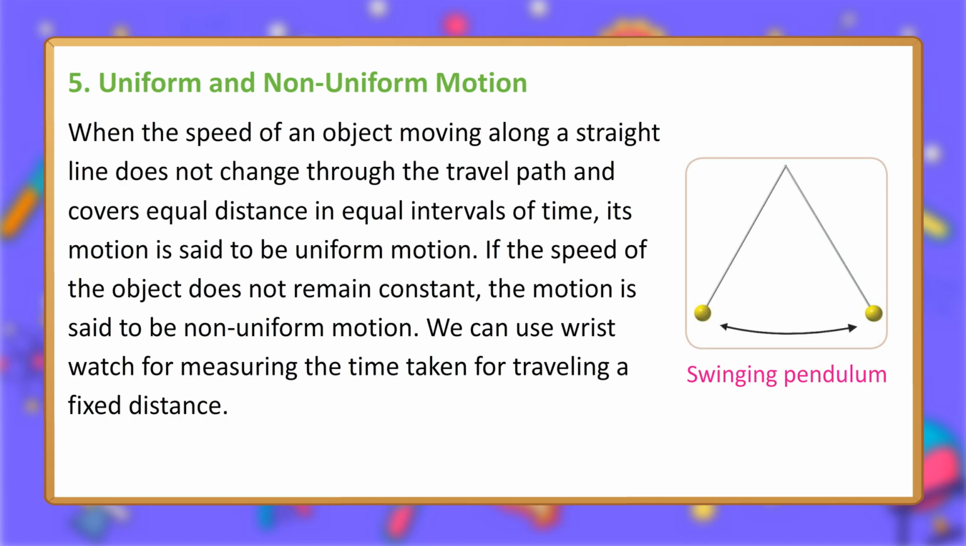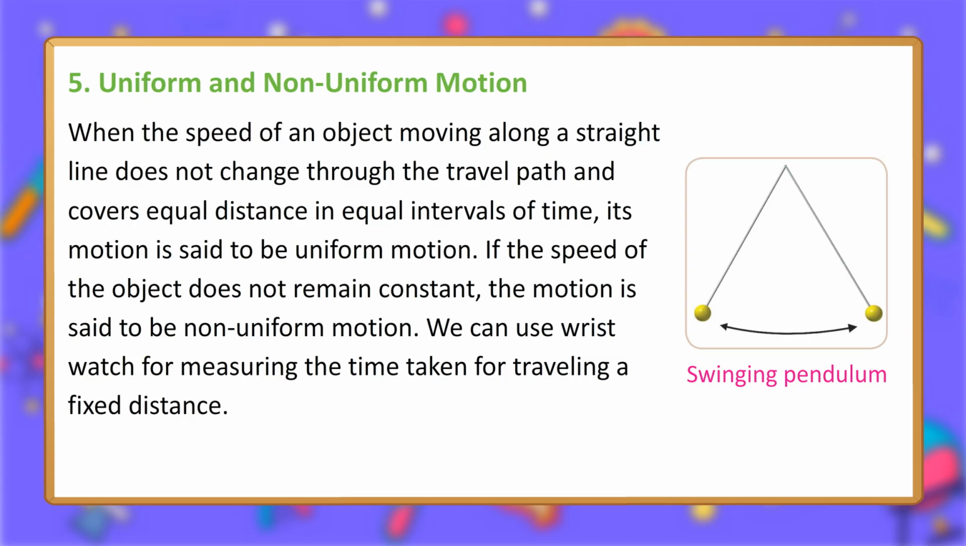5. Uniform and non-uniform motion. When the speed of an object moving along a straight line does not change through the travel path and covers equal distance in equal intervals of time, its motion is said to be uniform motion. If the speed of the object does not remain constant, the motion is said to be non-uniform motion.